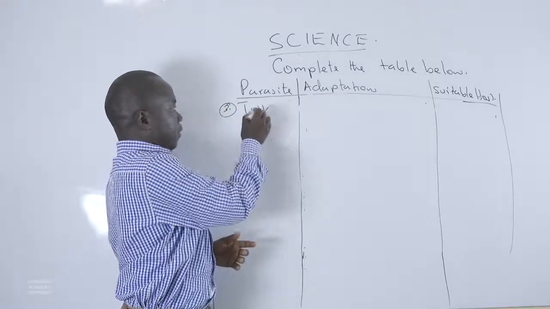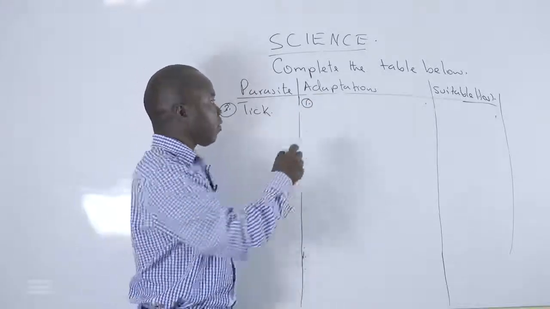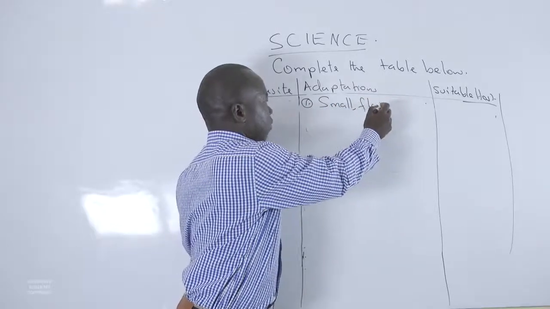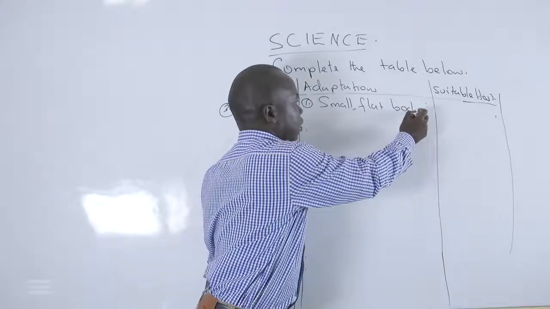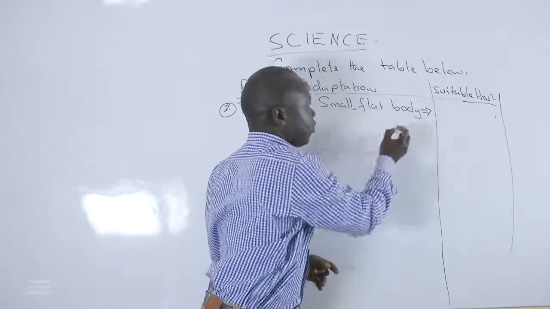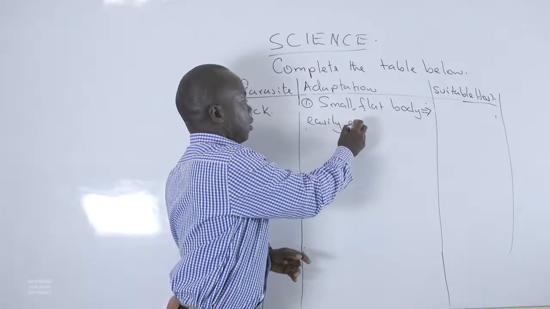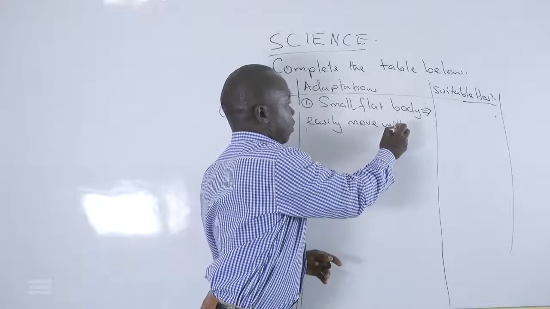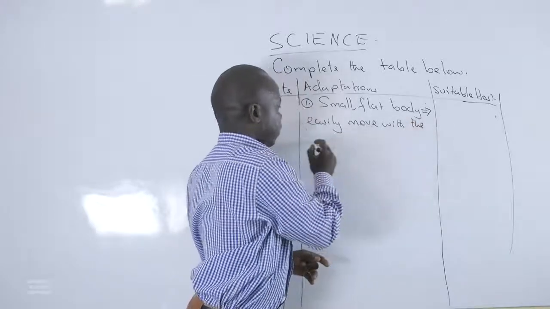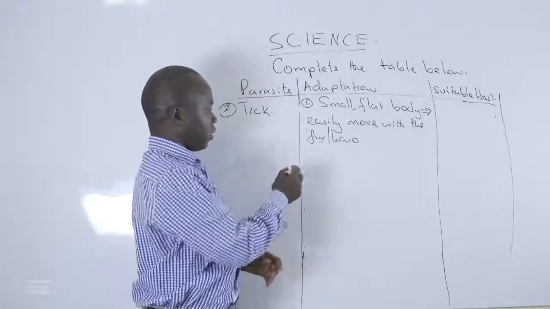The other parasite that's common is the tick. Adaptation of the tick include having a small flat body. This is important so that it can easily move within the hairs or fur. We have said fur and hairs are just equivalent.